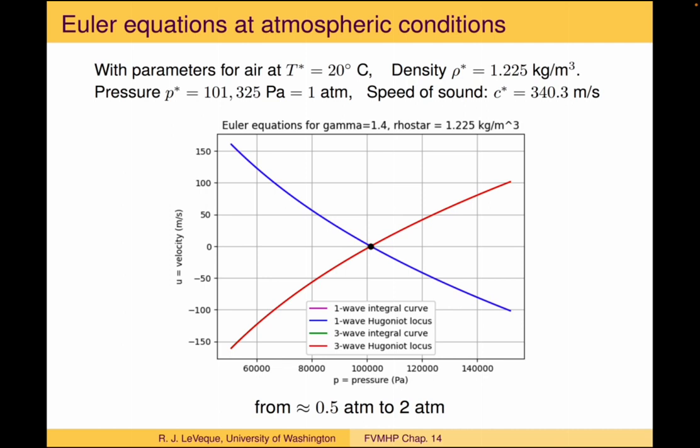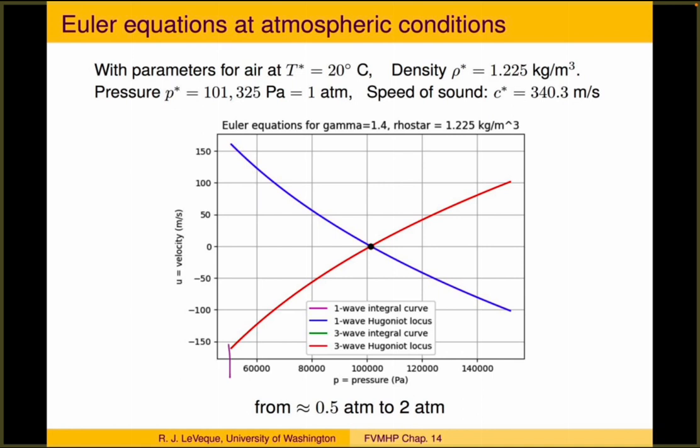So at a pressure of 1 atmosphere and at atmospheric conditions, the speed of sound is about 340 meters per second. And here's what the curves look like if we zoom in around 1 atmosphere. Actually, this isn't terribly zoomed in. This is going from about half an atmosphere down here to 2 atmospheres up here.